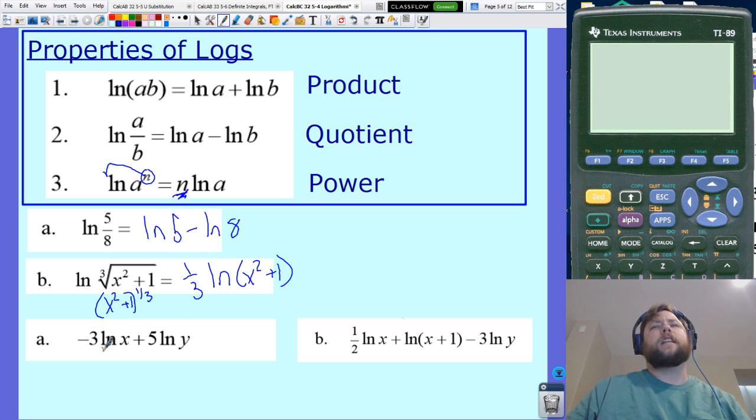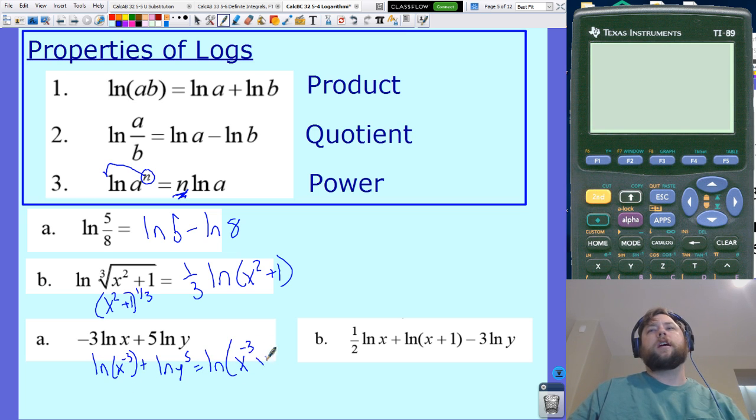These ones I want to condense. So I'm going to condense this to a power. So this is the same thing as natural log of x to the negative 3rd power plus natural log of y to the 5th power. Since it's plus, they're actually multiplying. I can rewrite that as natural log of x to the negative 3rd times y to the 5th. So there's a way to combine.